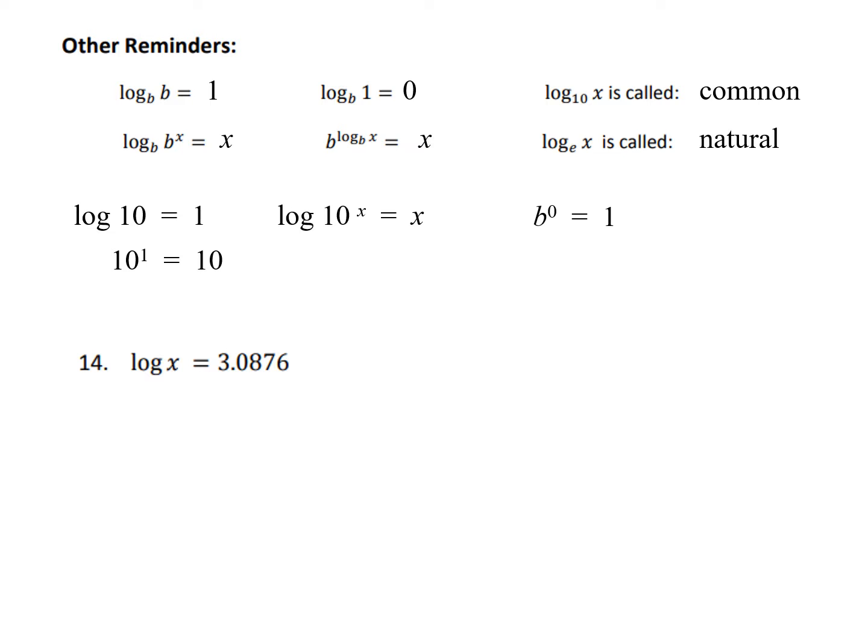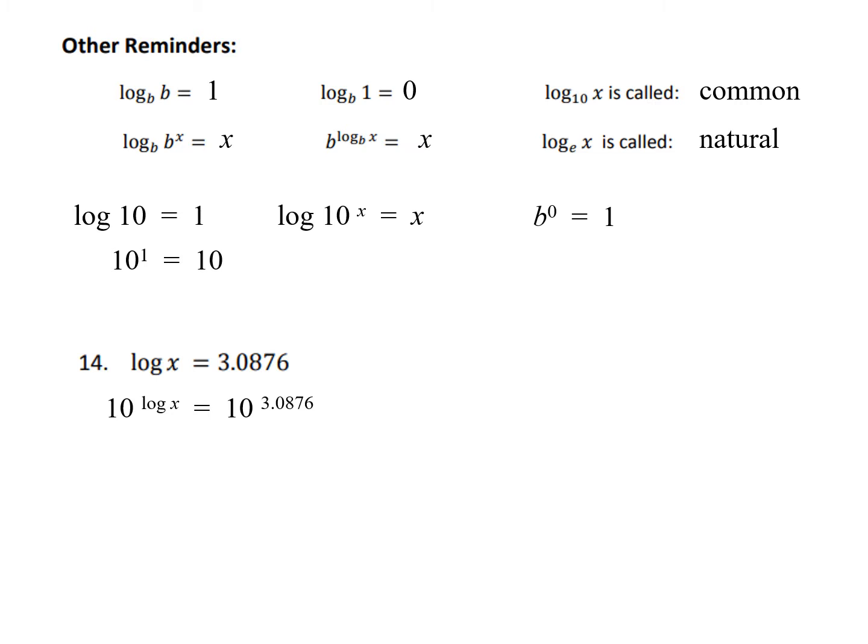Now let's do some examples. This is towards the top of the second page. The log of x is equal to this. Now, we want to undo this. We want to get this x out of the log, right? Well, the inverse operation for the log, we're going to take 10 to the log of x, because b to the log base b of x is x. 10 to the log of x is x. So that's an inverse operation.